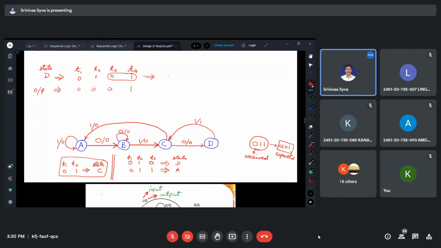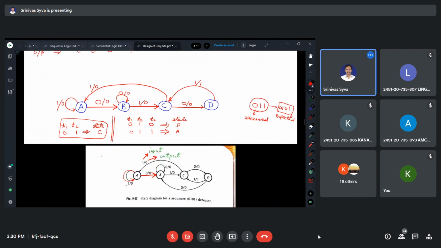Like that. The same thing is shown here. See here, this part. Now the last, fourth bit we have received is 1, so the machine will move from D to C on receiving 1, and the output is set to 1. So like this.